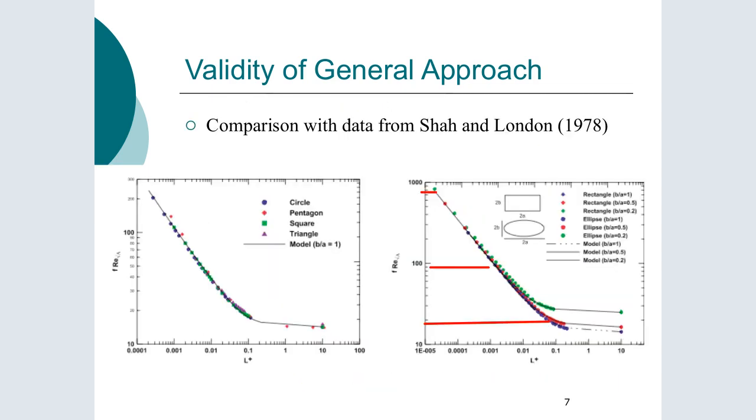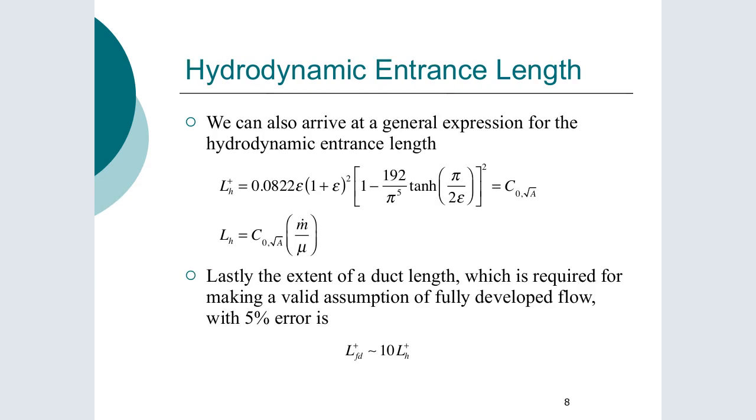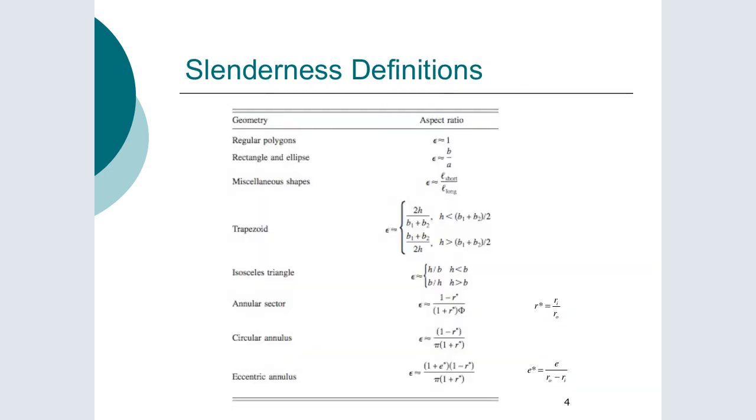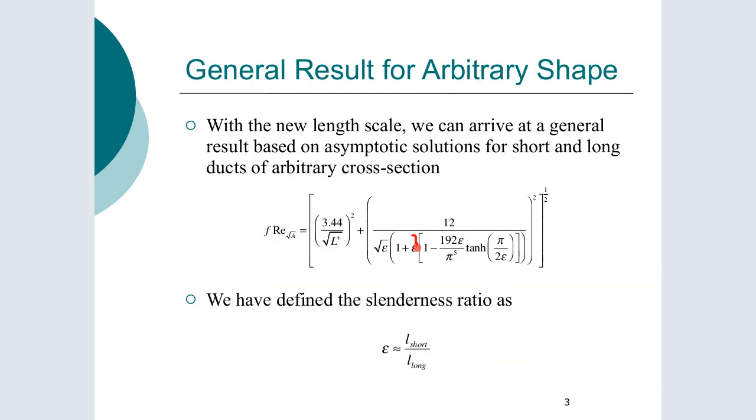Right, so that's our general expression, and one of the things we can do is arrive at an expression for the entrance length. So how long should the entrance length be? And this is the result that we get. Okay, so it looks, again, a little bit hairy, but if I go back to the equation, I just need to write in that bracket.